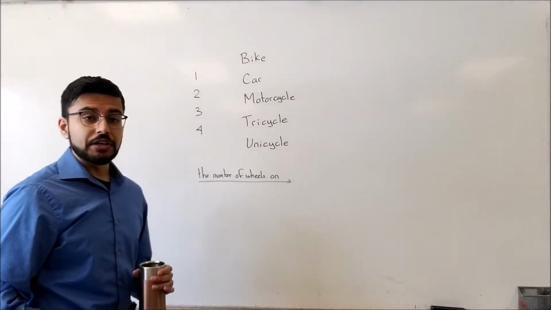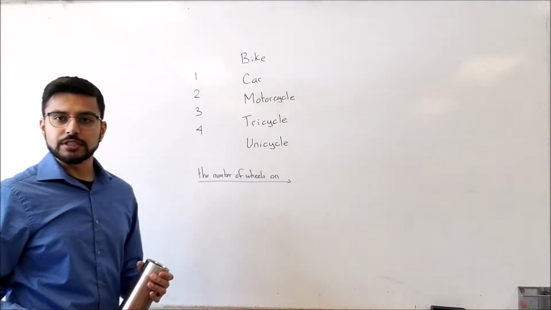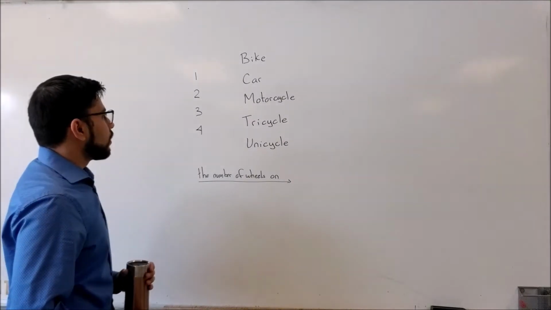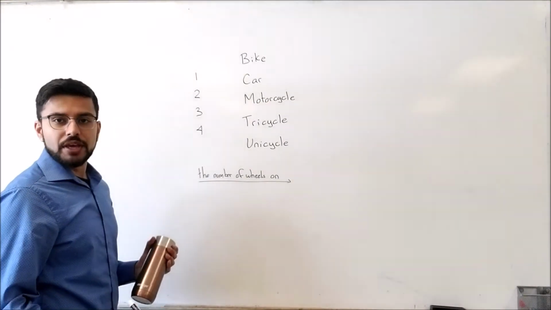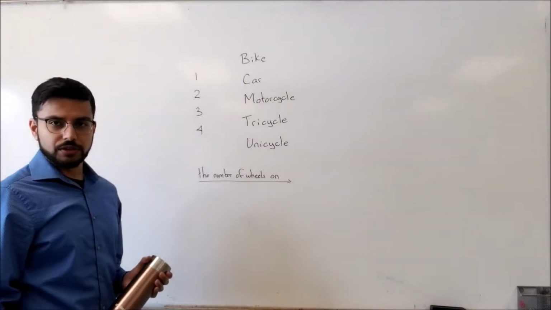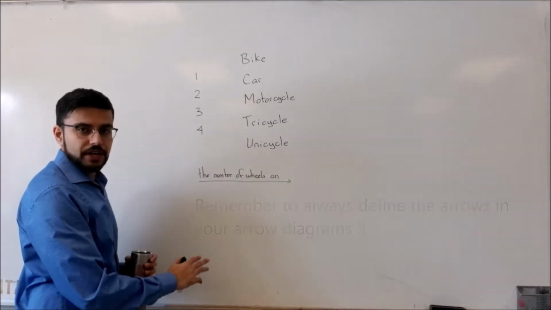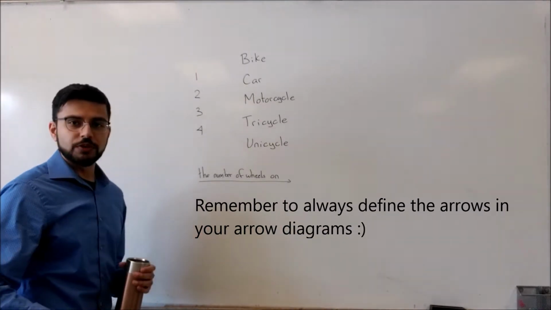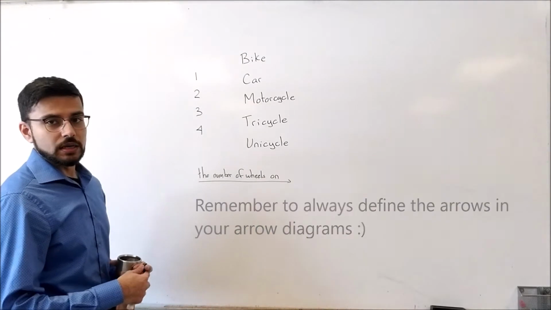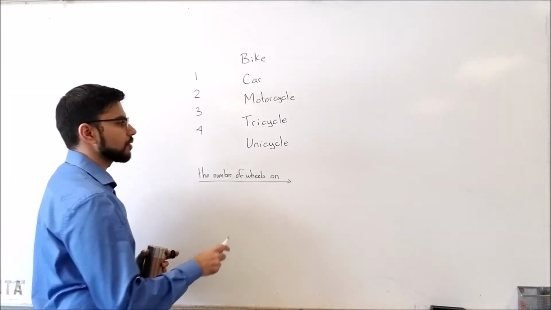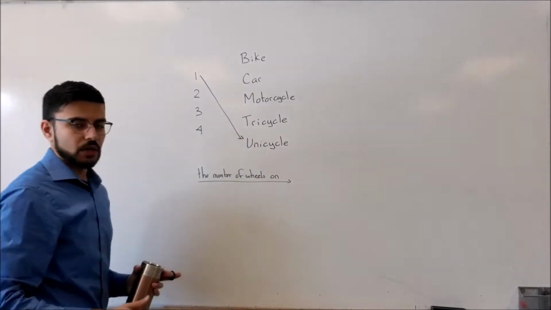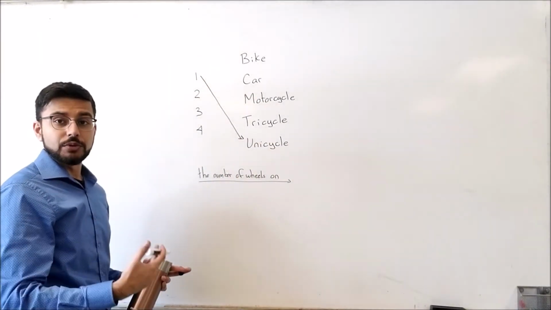All right, so we're back here, and I've actually started an example so that you can see it. We're going to draw an arrow diagram. On the left side, my domain, I have the numbers 1 through 4, and on the right side, I have a bunch of vehicles. I've already defined my arrow to represent the number of wheels on. So if we start with the number 1, 1 is the number of wheels on a unicycle. And we're going to complete this arrow diagram for the rest of our variables.